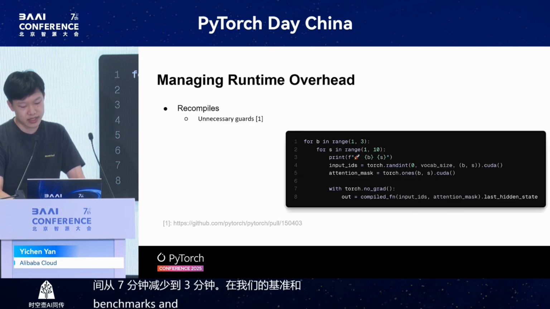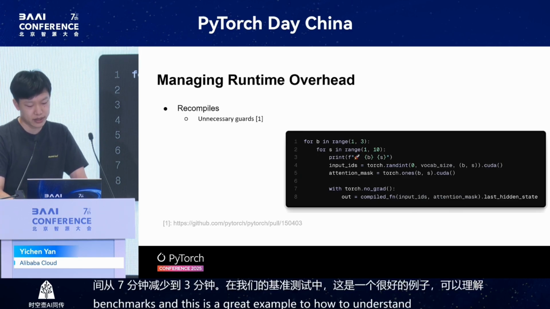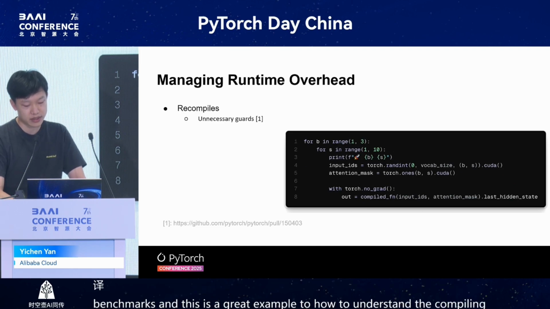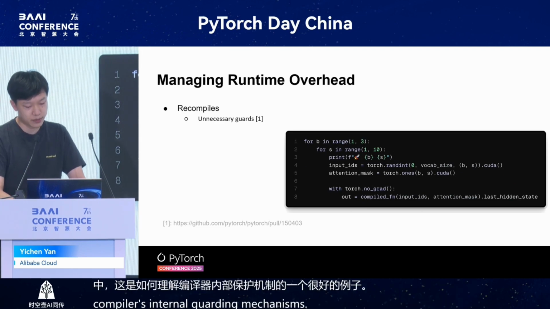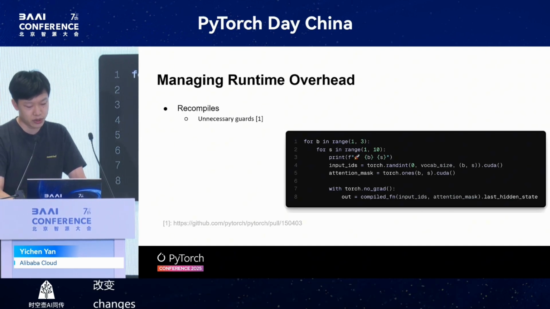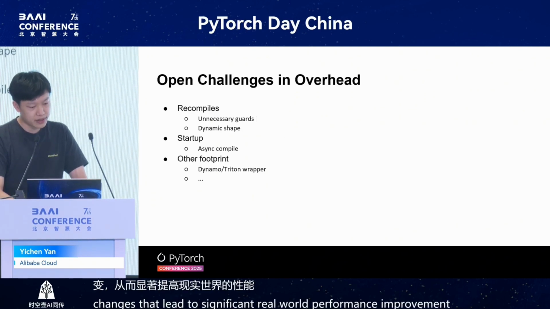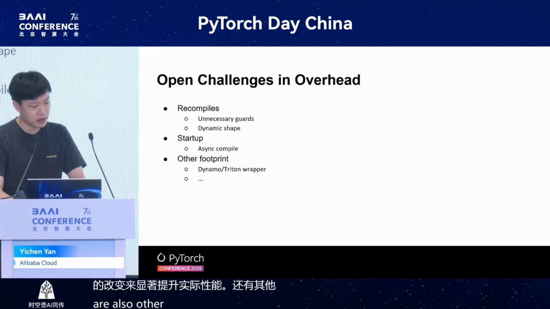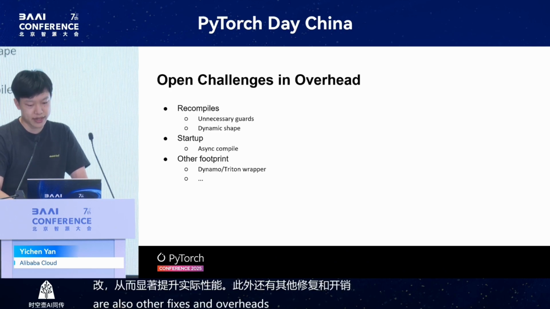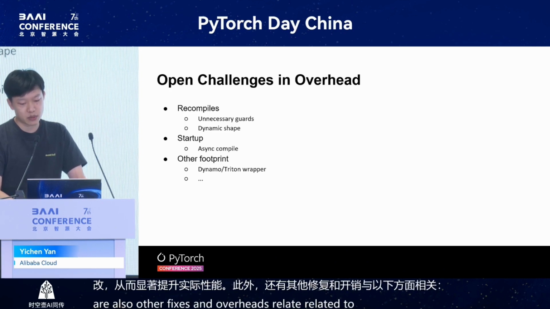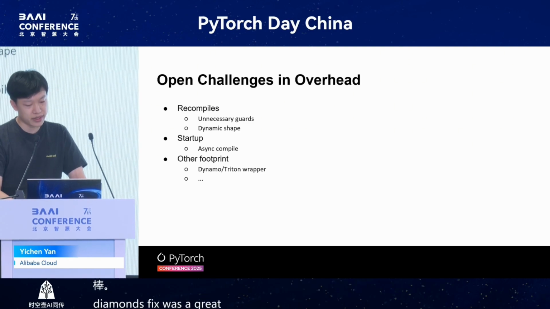And this is a great example of how understanding the compiler's internal guarding mechanisms allows us to make small changes that lead to significant real-world performance improvements. There are also other fixes related to the overhead. That alignment fix was a great win, but it's really just the tip of the iceberg.